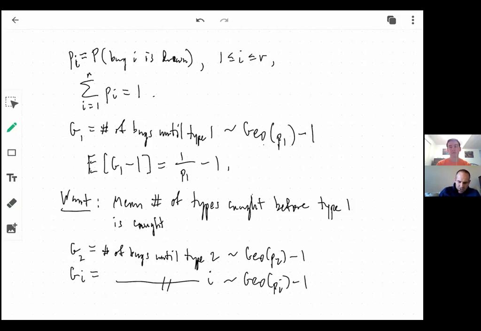Okay, and the way we're going to find the mean number of types caught for type 1, so T1, this is going to be the number caught before type 1. And what we want then is just the expected value of T1, yeah? Yeah.